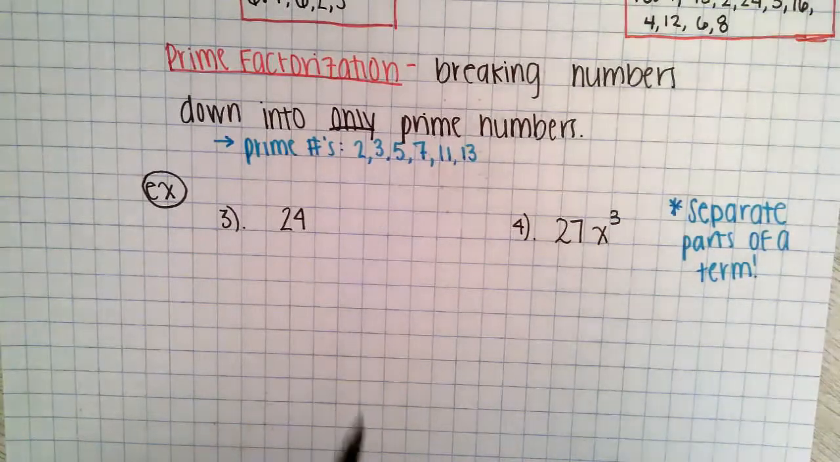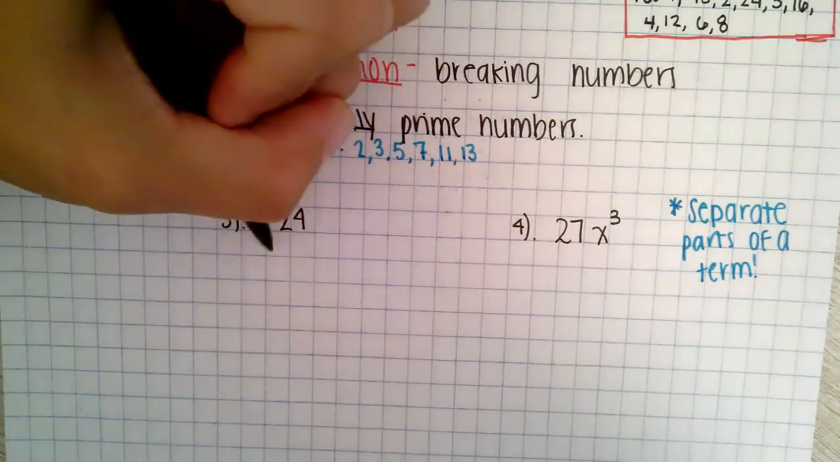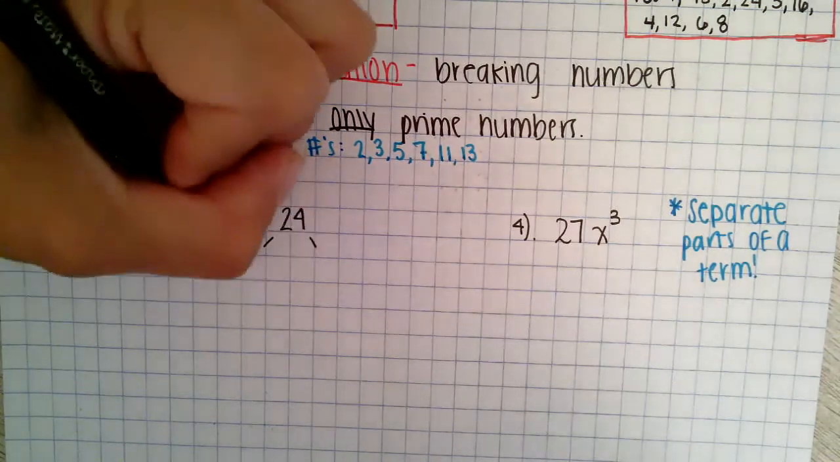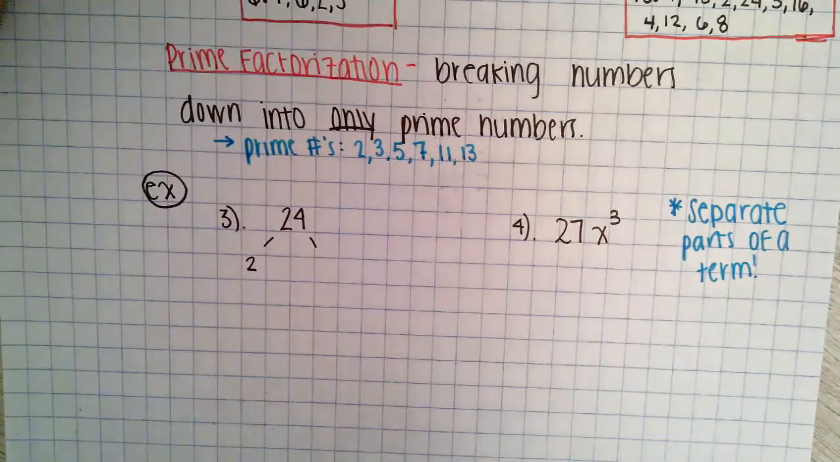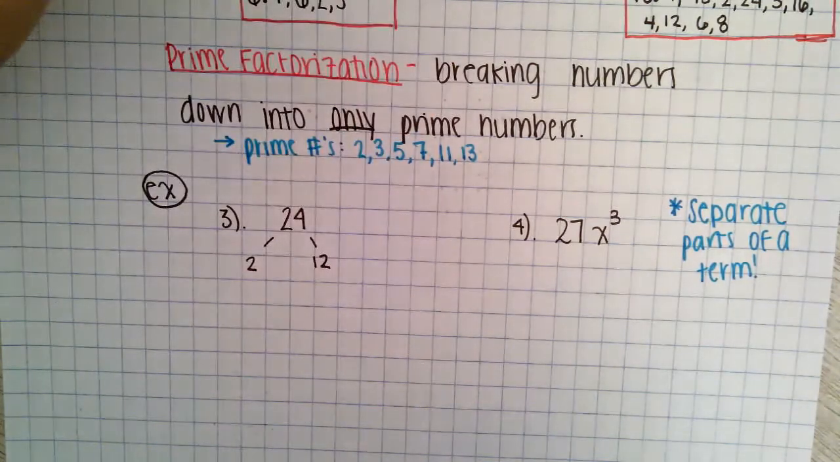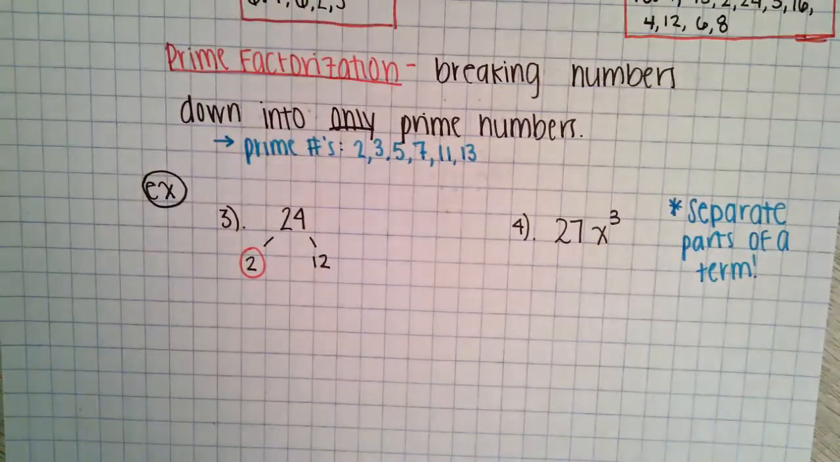So what we're doing now is we're going to do the same sort of thing and find factors, but we're taking out only prime numbers. And so here's an example if we did 24. I would start by taking out a 2. That is my smallest prime number that goes into 24. 2 times 12 is 24. 2 is a prime number, so it's kind of frozen right there.